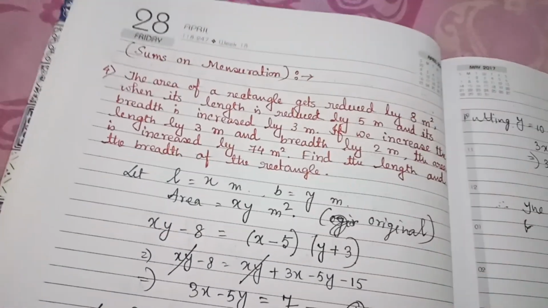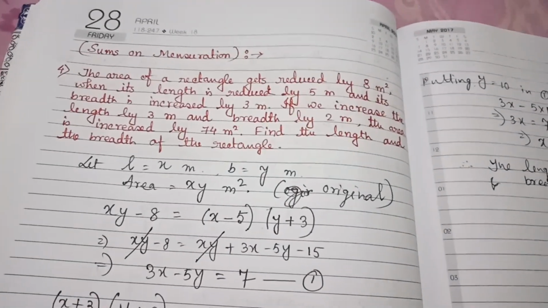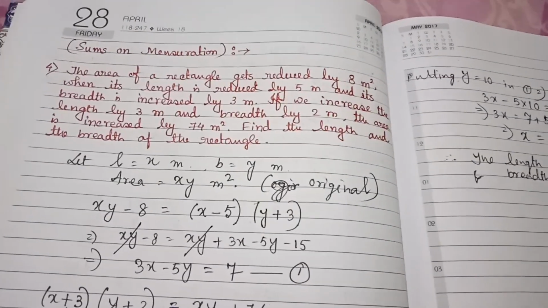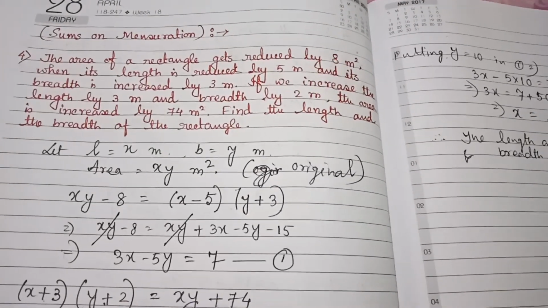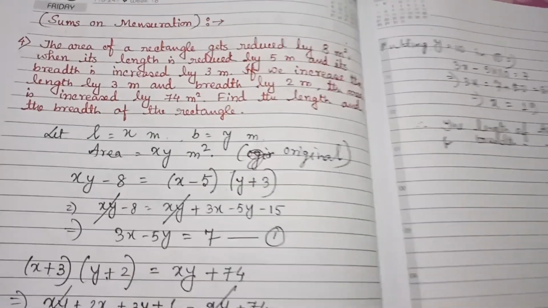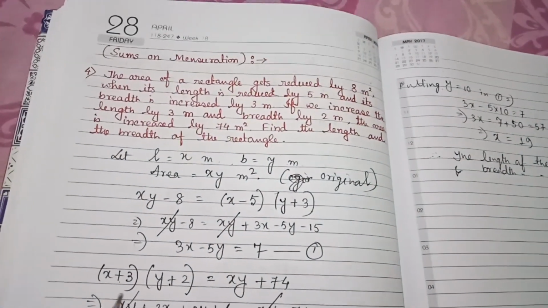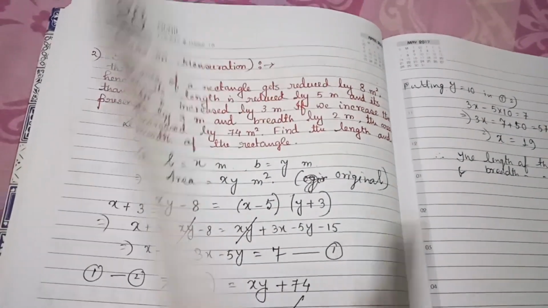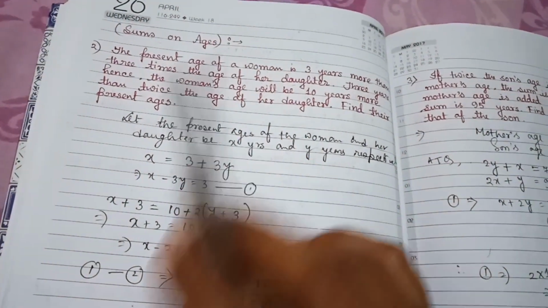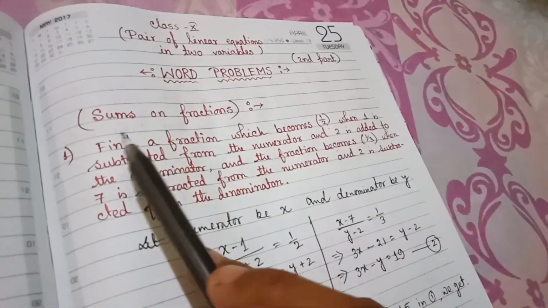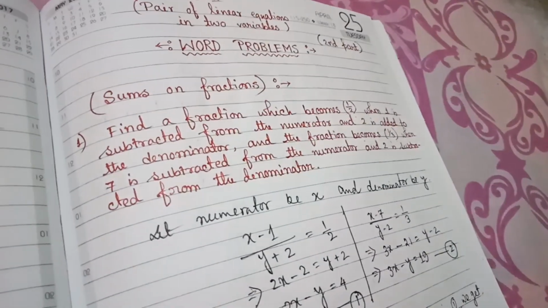So students, this was all about today's session. I have discussed in this session 3 categories. One is sums on mensuration. I hope you will be able to do it. Second one is sums on ages. And third one is sums on fractions.